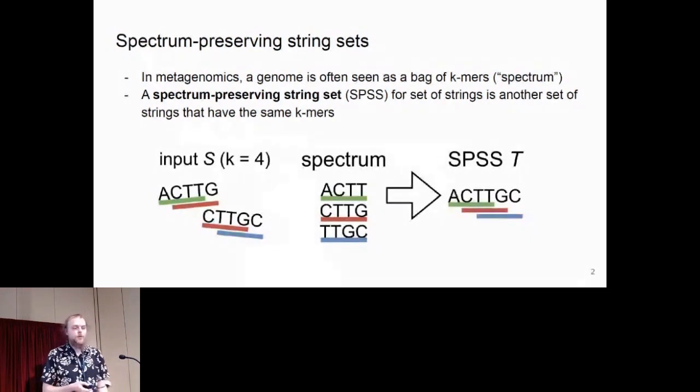For example, here we have an input set of sequences ACTTG and CTTGC, and K is 4. The spectrum would have 3 K-mers, shown here in the middle. And on the right, we have an example of the spectrum preserving string set, ACTTGC. It contains all of the 3 K-mers of the input. We abbreviate spectrum preserving string sets by SPSS.